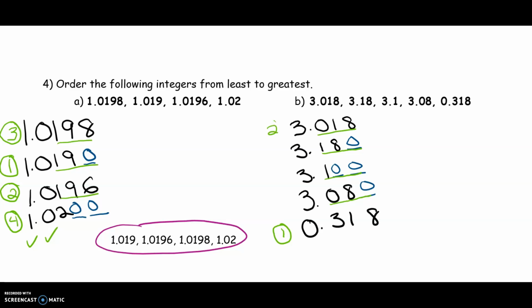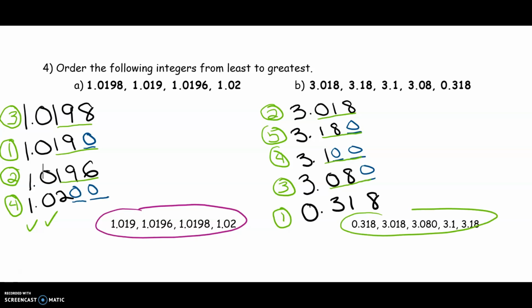3.018. That's like looking at the number 18. And then we get a little bit bigger, we have the 80, 3.080. The 100, and then the 180. And now lastly, we line up our values to get our final result. And here's our final result, listed from least to greatest.